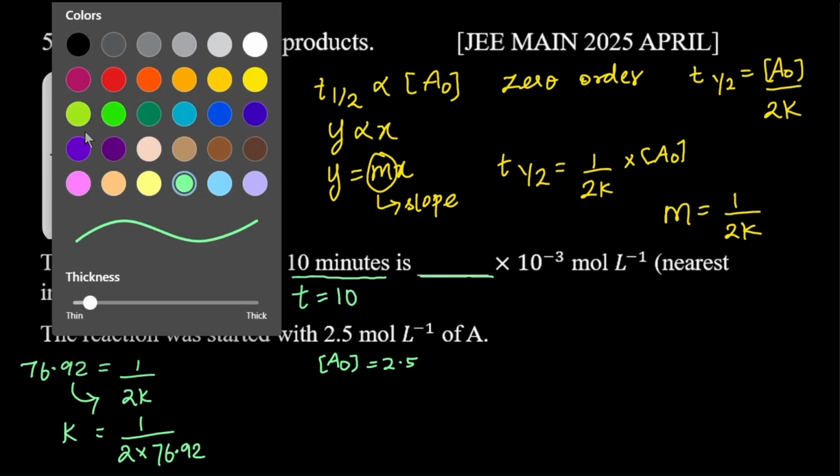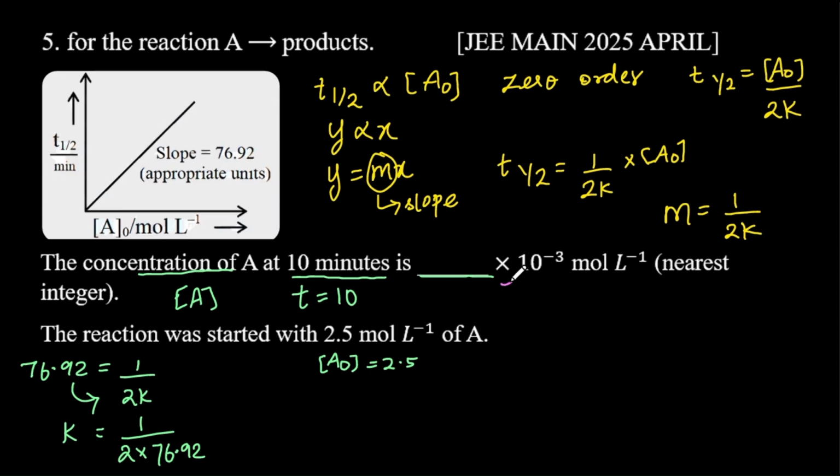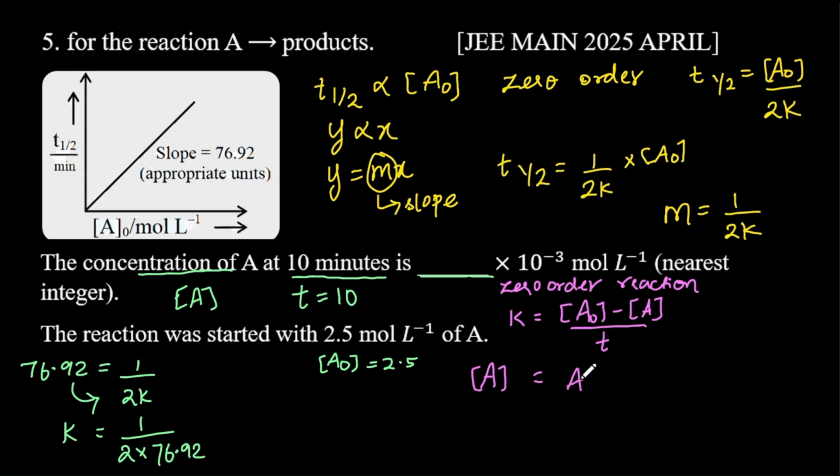We know the integrated rate law for the zero order reaction. For zero order reaction, the integrated rate law is K is equal to concentration of A naught minus the concentration of A at some time divided by T. So when you rearrange this equation, you can find the concentration of the reactant at any time. That is A is equal to concentration of A naught minus KT. So let us substitute all these values.